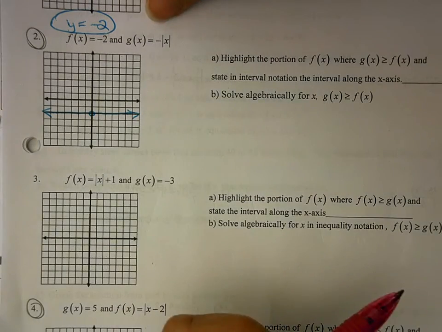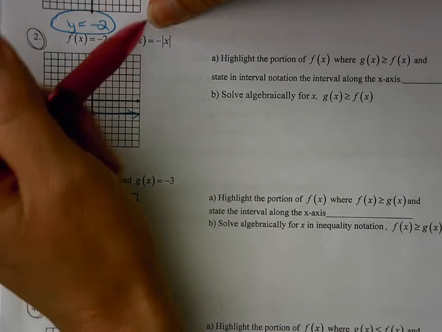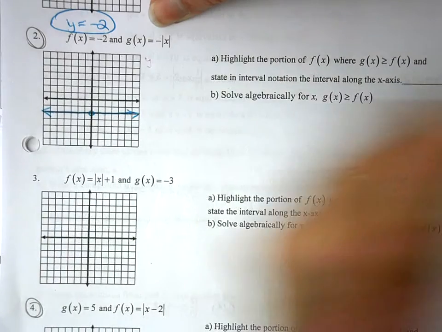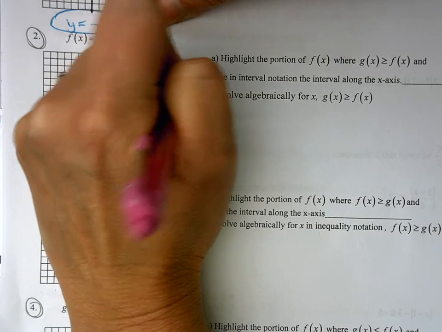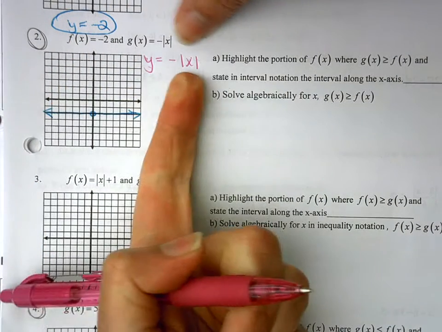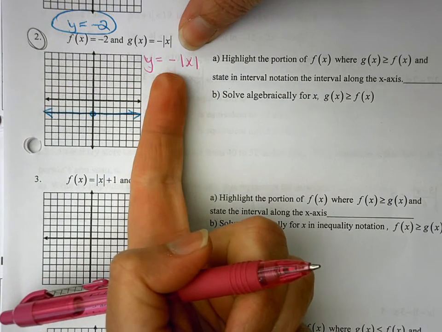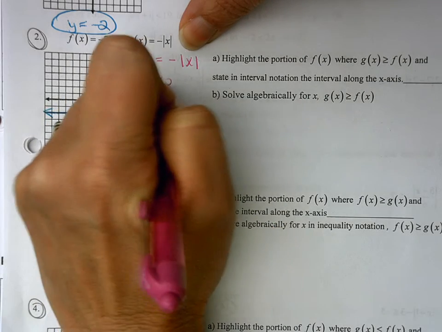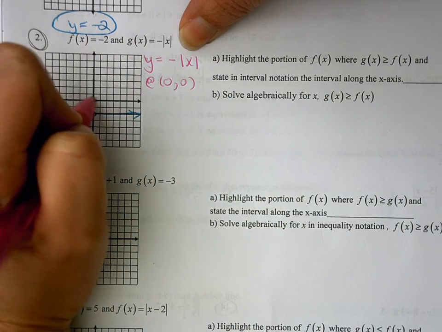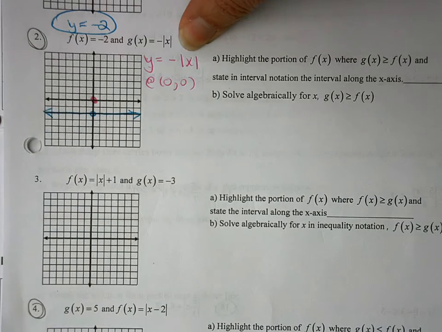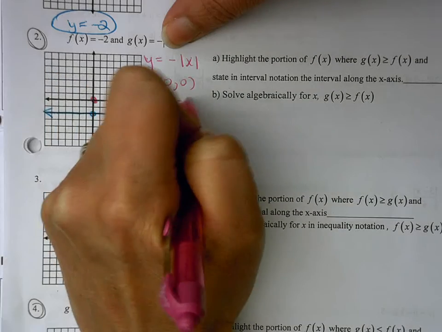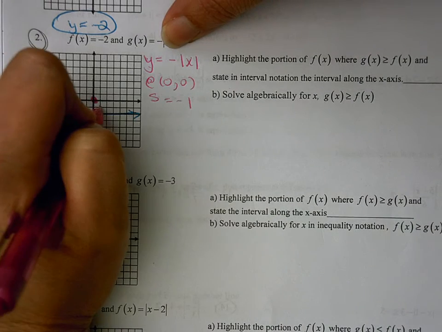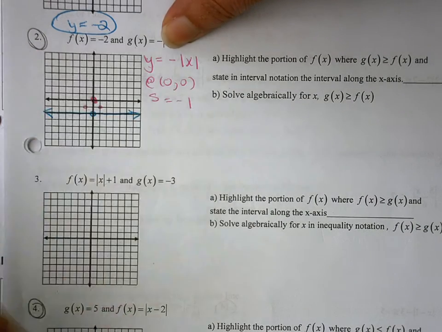So g of x equals -|x|. So g of x is the same as y. My start point is 0, 0. I'm not adding anything to x or adding anything to y. So my start is at 0, 0, which is the same as my vertex. And then my stretch or my slope is -1. So then I'm going to go down 1, right 1, and then reflect it down 1, right 1.